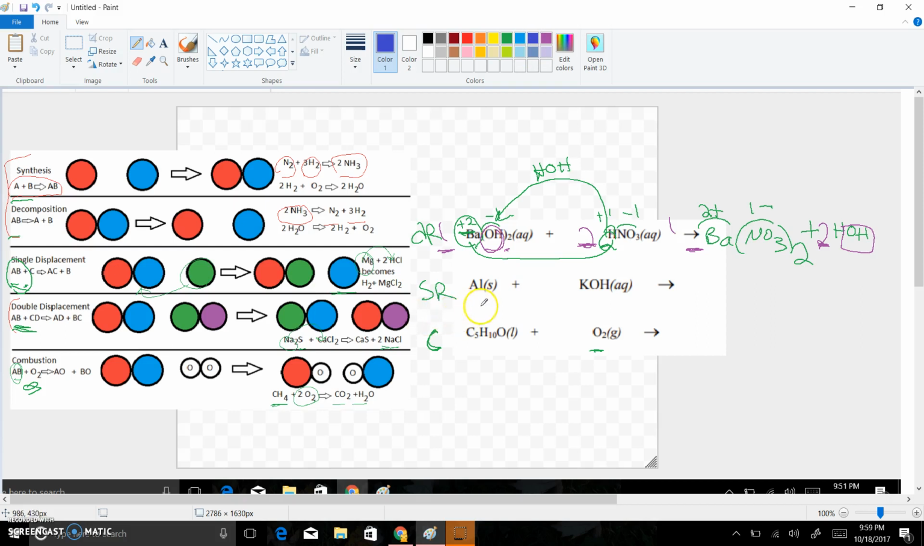This one's a single replacement. I know that because it's an element plus a compound. So I like to put in charges. Calcium is a 1 plus, and hydroxide is a 1 minus.